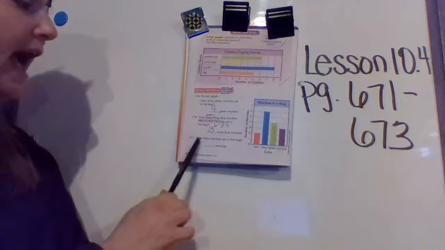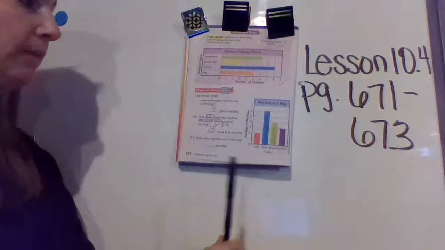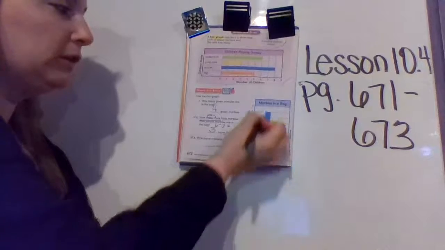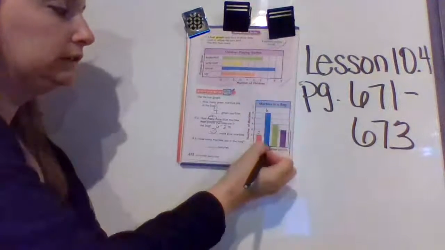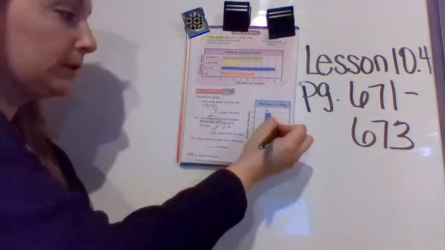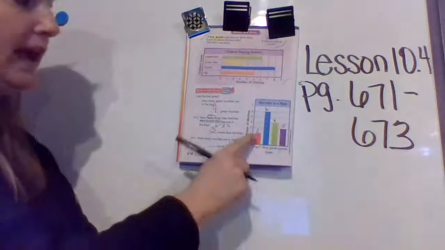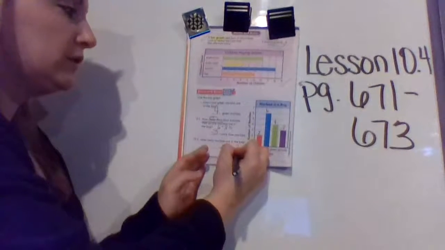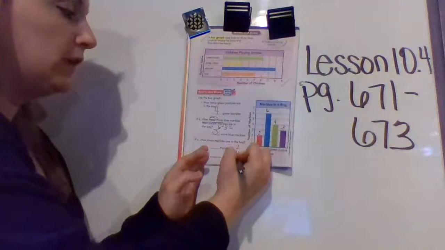Number 3, how many marbles are in the bag? So all of these marbles are in the bag, so we need to add up all 4 amounts together. So it looks like red has 2, blue has 6, green has 4, and purple has 3. So we want to add up 2 plus 6 plus 4 plus 3.